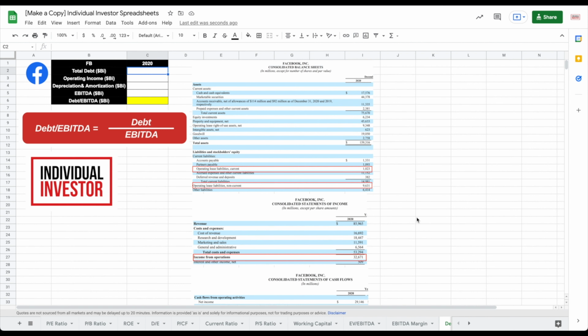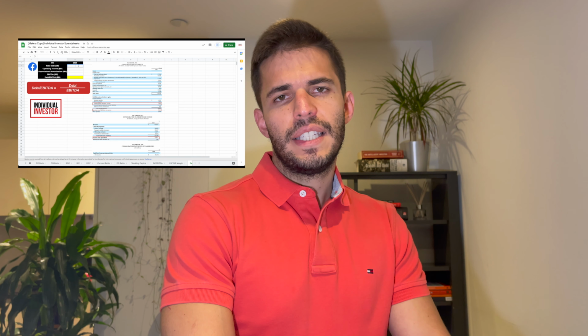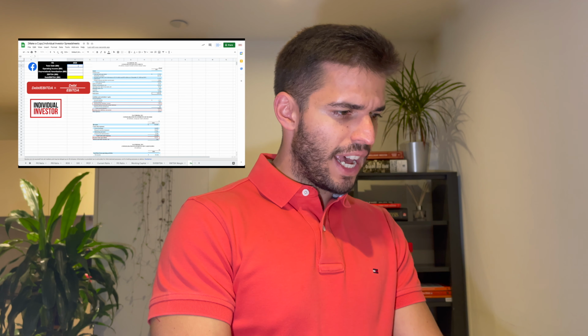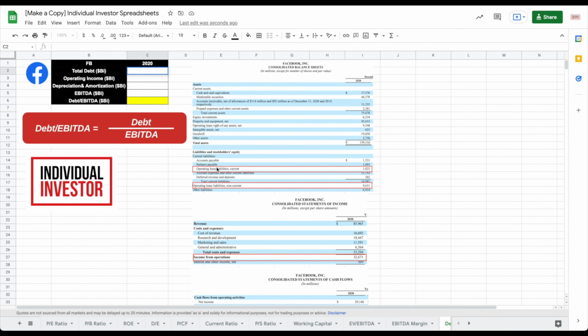So the first thing we gotta do is figure out the total debt. And it turns out that Facebook doesn't have long-term debt, so the only debt that they have is actually the debt from the operating lease liabilities, the current lease liabilities, and the non-current lease liabilities that I have here highlighted in red in the balance sheet. So let's just add those up. 1.023 billion plus 9.631. Perfect. So we have $10.65 billion in total debt.